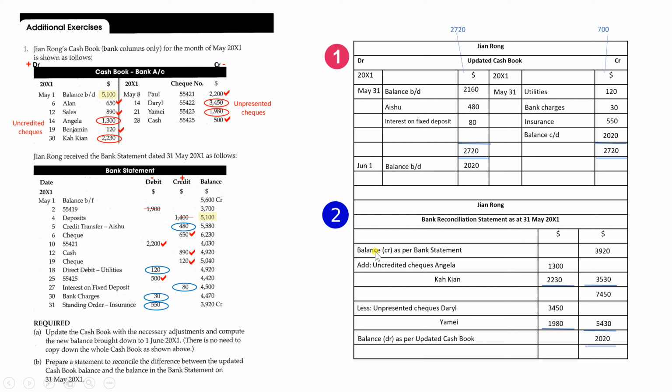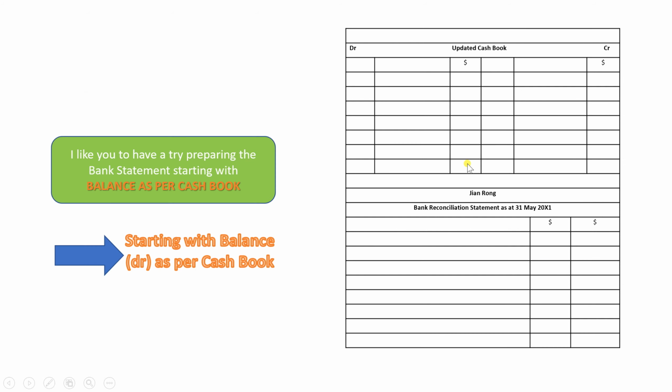Okay, it's the same, but you need to do balance debit as per cash book, as per updated cash book. So you see the balance now is 2020. Updated balance as per balance debit as per updated cash book is 2020.